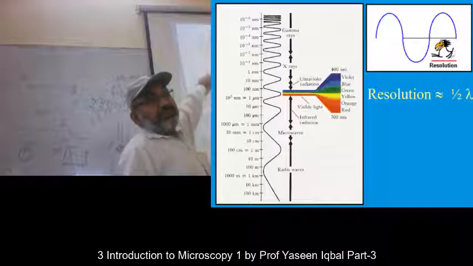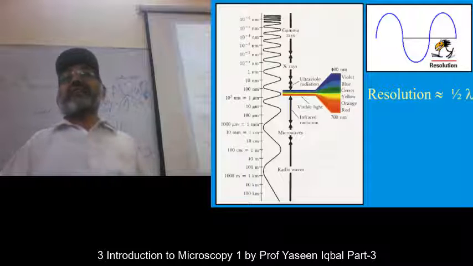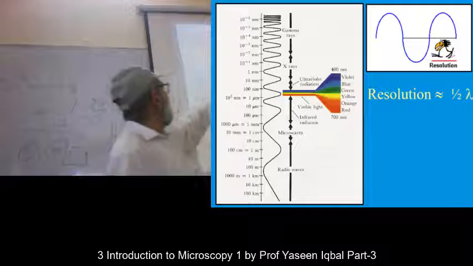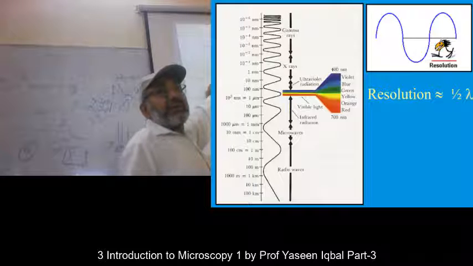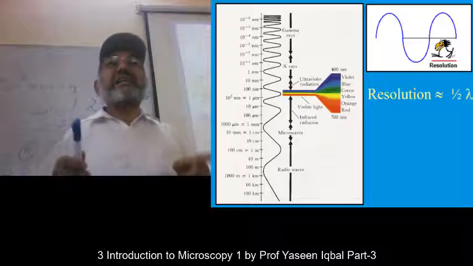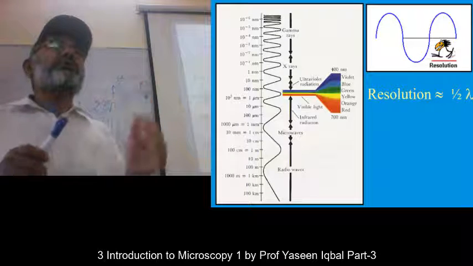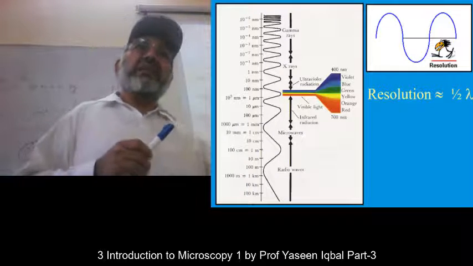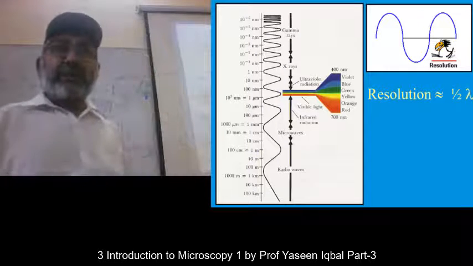100 nanometer. 100 nanometer is fixed. Right? So you can't decrease the wavelength. When you can't decrease the wavelength, you can't enhance the resolving power. And that was the limitation of the optical microscope.